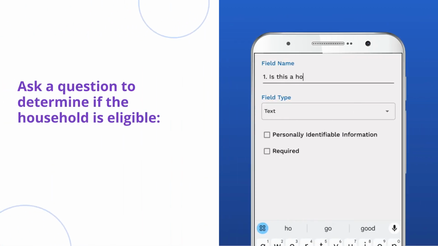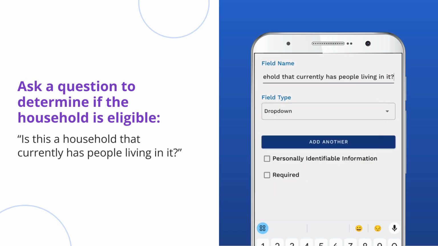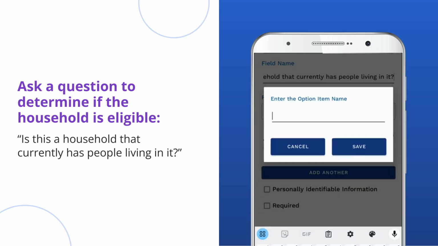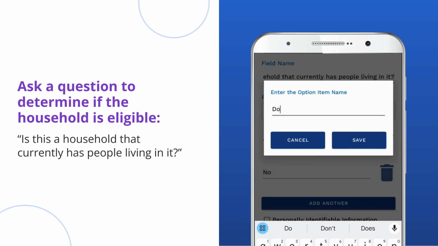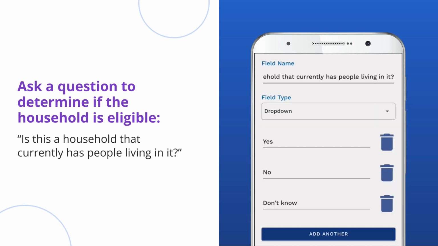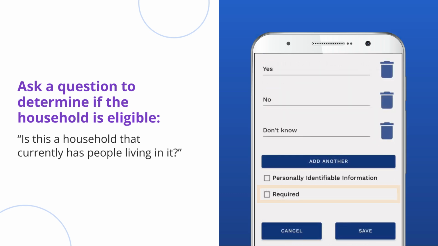We can start with a question to determine if the household is eligible for sampling. We'll ask, is this a household that currently has people living in it? We can set this up with several possible answers in a drop-down to choose from. And we'll make it a required question. You can make any question required.